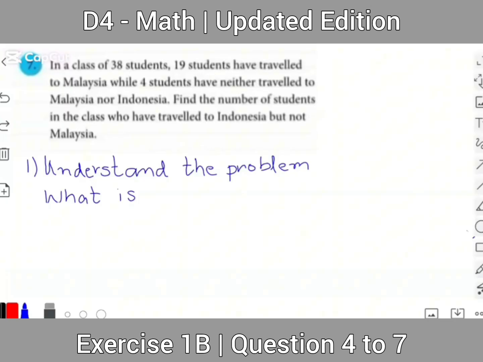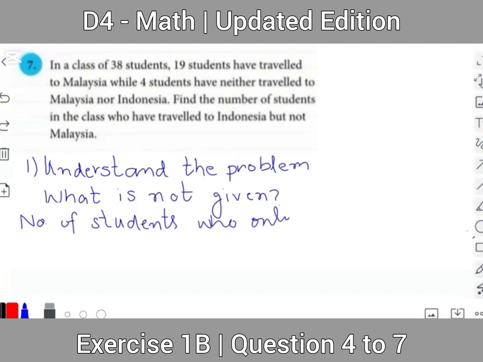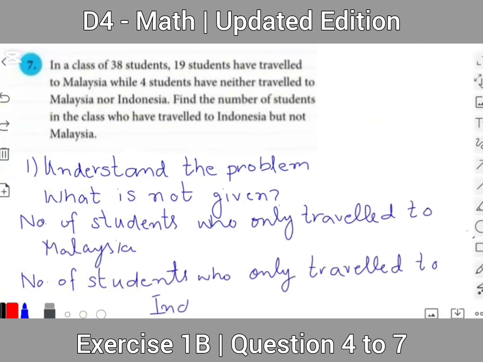Now we will see what is not given. Number of students who only traveled to Malaysia. Number of students who only traveled to Indonesia.